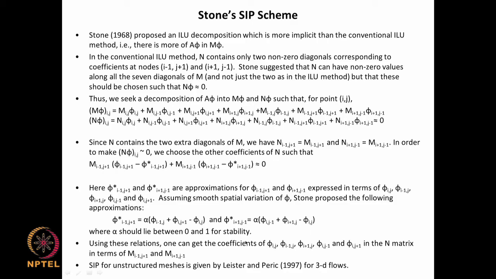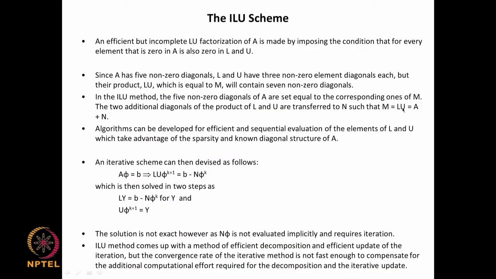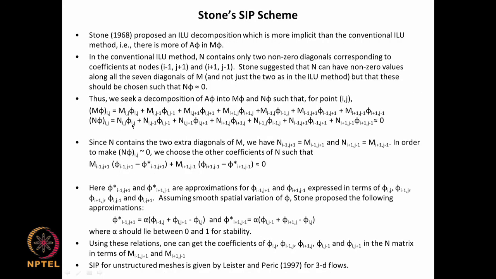So, with these conditions it is possible for us to come up with again a sequential and efficient evaluation of elements of L and U. Okay. So, it is possible to have a sequential and efficient evaluation of the elements of L and U such that M is equal to LU, and it is almost equal to A, it is equal to A plus N, but N is close to 0, because that is a condition that we have imposed in deriving these coefficients here.